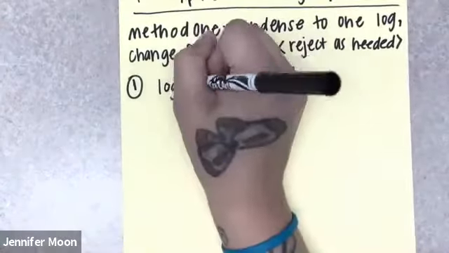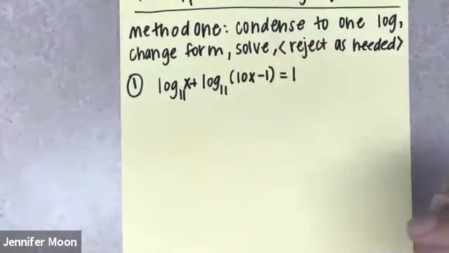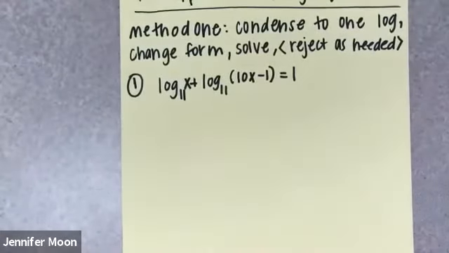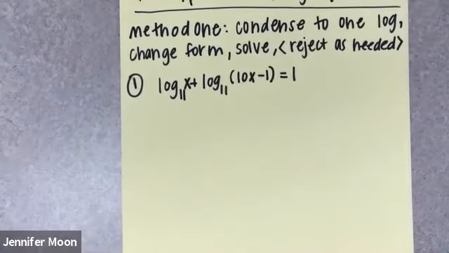Oh, sorry, y'all. There's an x there. When I looked at my problem, I was like, hold on, something's not right. There is something there. I do apologize. It's log base 11 of x, and then plus log base 11 of 10x minus 1, and then that left-hand side is equal to 1.